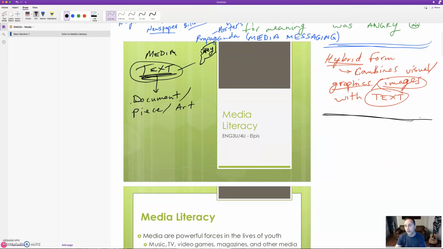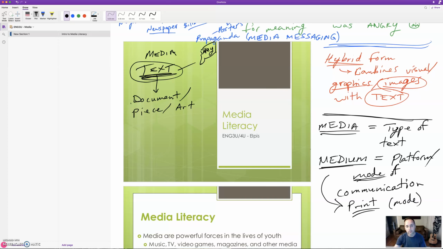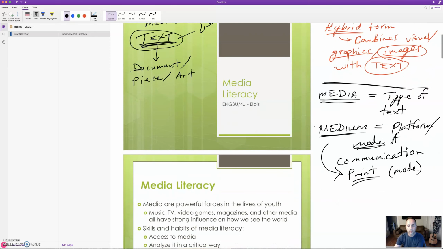So media equals the type of text, and the medium is the platform or mode of communication. So is it a poster or whatever? We say a poster is the media. The medium would be, for example, print. That's the mode of communication. Is it radio? Is it video? What is it? Okay? So media and the medium.